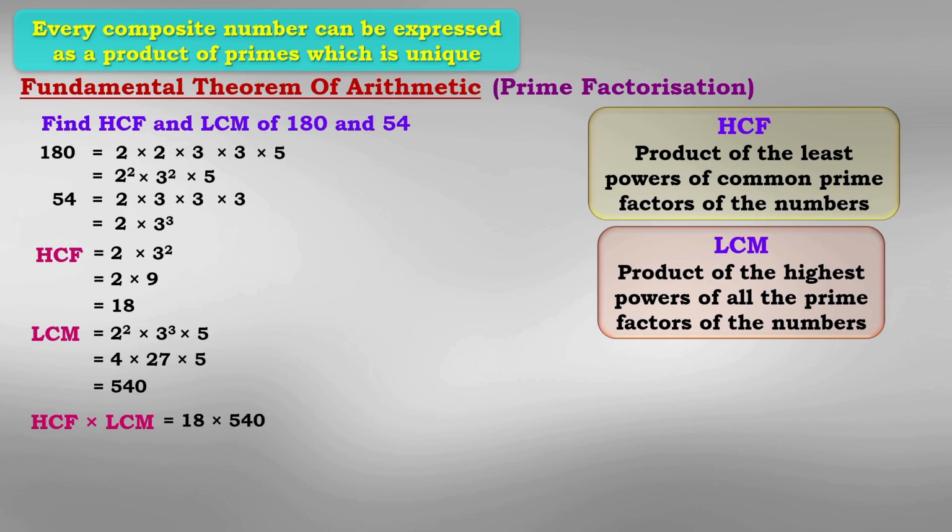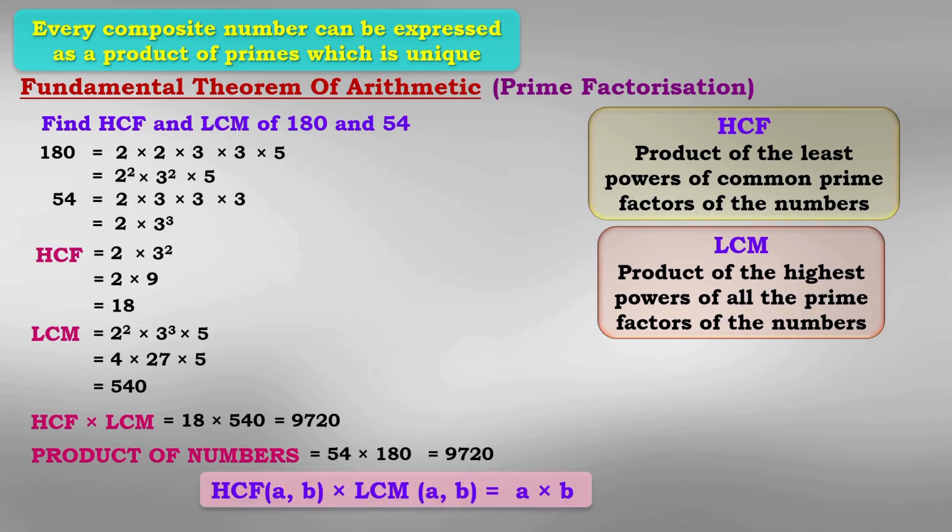Now we know LCM and HCF. Another thing, I think you already learned this in your smaller grades: if we multiply LCM into HCF, that is going to be the product of the numbers themselves. So 18 into 540 is equal to 9720. And if you do the product of these numbers, 180 into 54, you will also get 9720. So that's why HCF of any numbers A and B into LCM of A and B is equal to the product of the numbers, that is A into B.